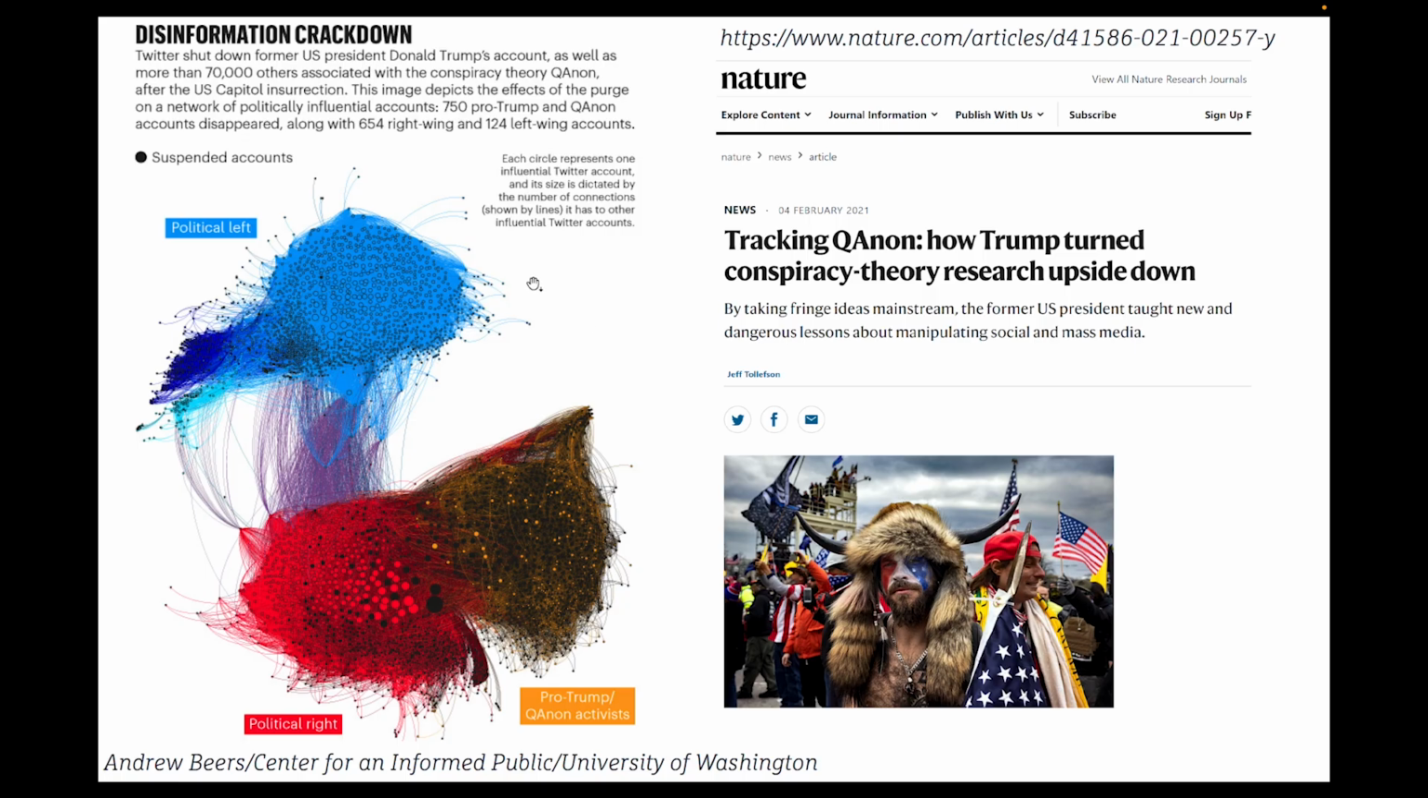So what you see here is each node, each dot is a Twitter account. They have been identified as the left and the right and coded in blue and red. You have yet another group, in yellow, which is pro-Trump QAnon activists, as this person names them.